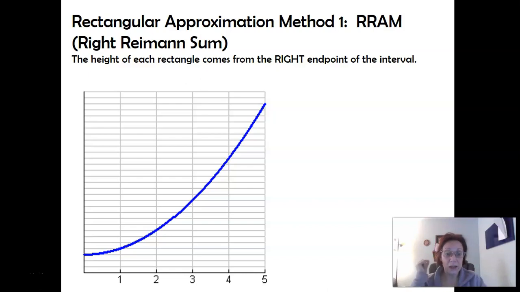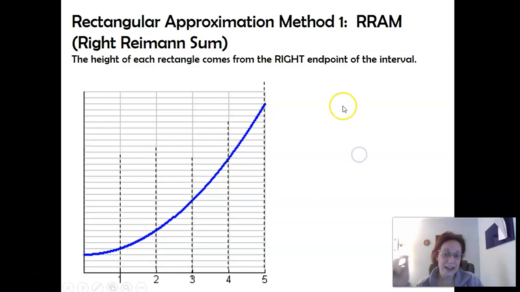So if we choose to use RRAM, our right Riemann sum, what we are saying is that when we look at the interval we're interested in, so on this picture I have from 0 to 5, I broke it at the whole numbers because that's easy, right? So I broke it into 5 intervals. If I have chosen to use right Riemann sum, I'm going to use the right endpoint of each interval, and that's where I'm going to get the height of my rectangle from. So the first thing I'm going to do is look at each interval, and put a dot at the right endpoint of that interval.